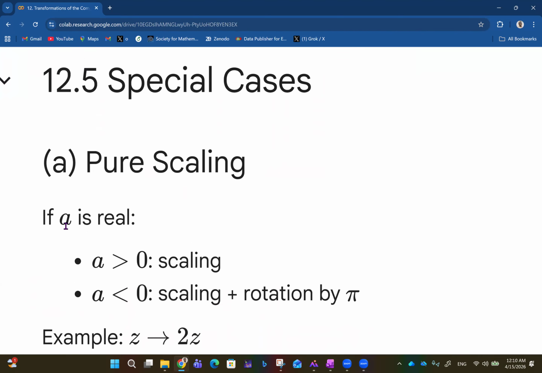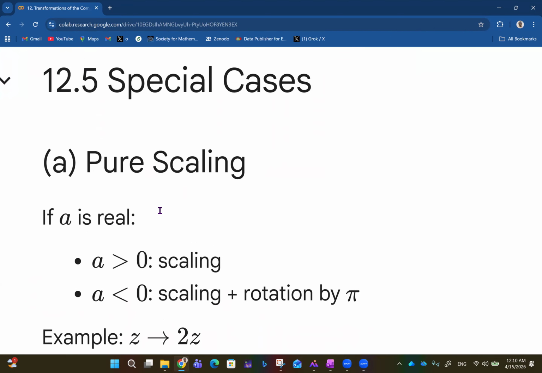We can have pure scaling. If A is real, then for A greater than 0, we have scaling. But if A is less than 0, we have scaling plus rotation by pi. The example is when Z becomes 2Z. Z becomes 2Z, that's a good example of scaling.